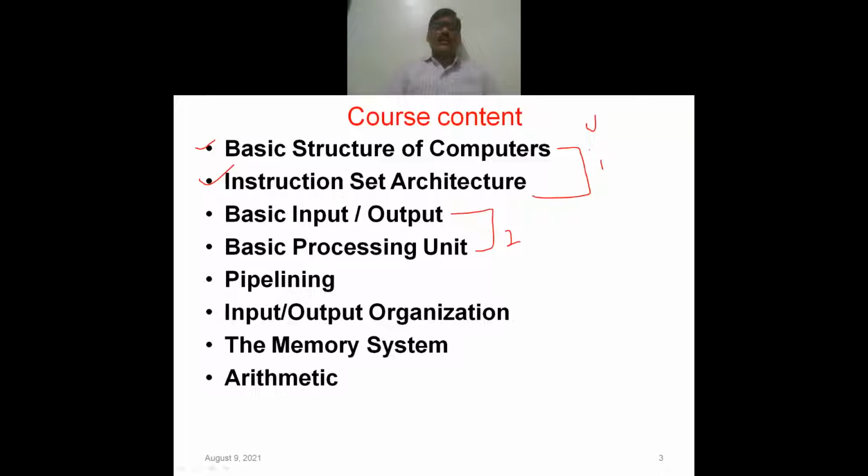Okay, so then next the pipelining concept and input output organization, this you are able to learn in third unit, and the memory system and the different types of arithmetic operations, how we can implement that, you can learn in fourth unit. So these are the major important course contents or course topics that we are going to learn in this particular course, computer architecture and organization. In short, we can say it as CAO.